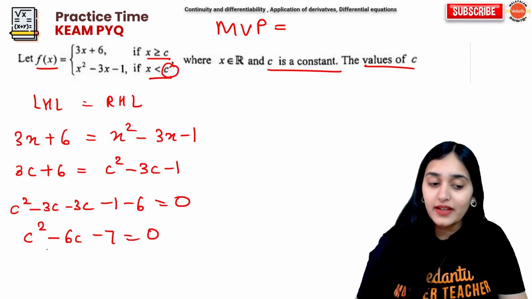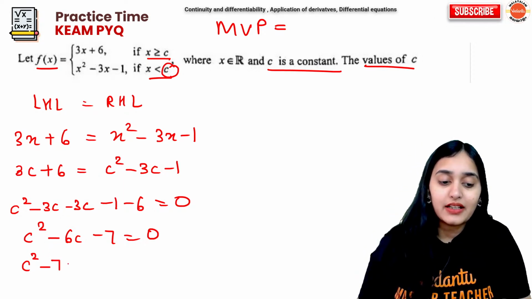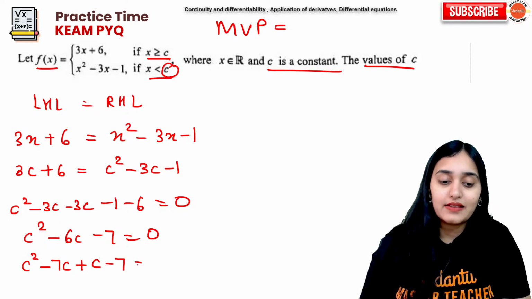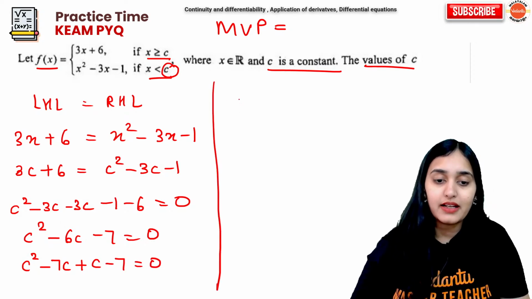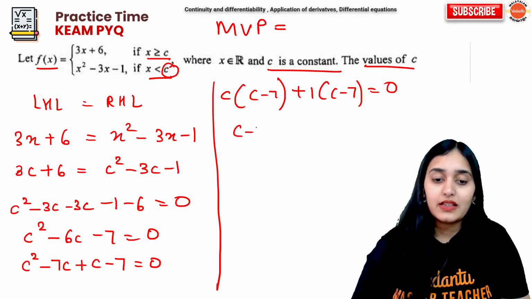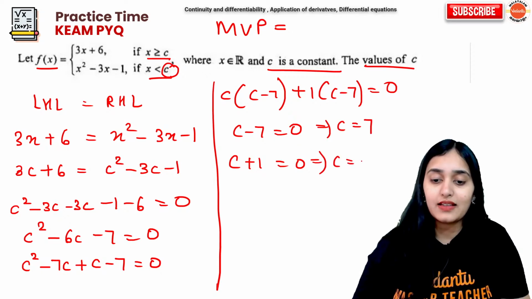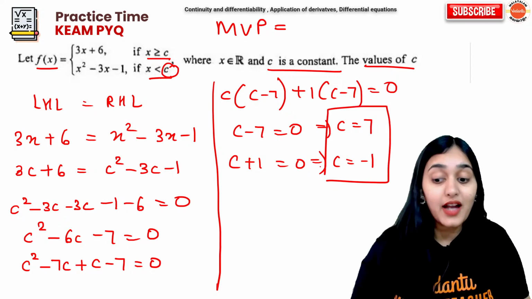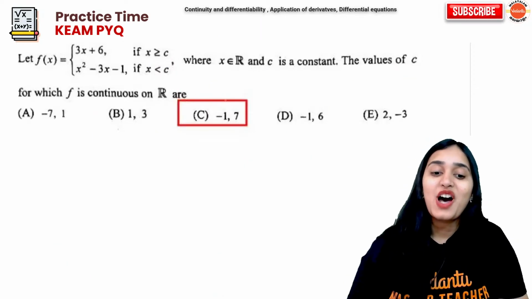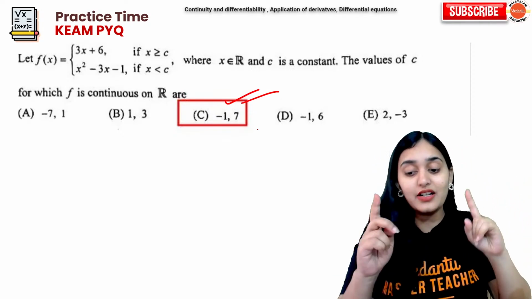Quadratic equation, how do we solve it? Just factorize it. So minus 6c can be written as minus 7c plus c, minus 7. Simplify it. What do you get? c common, c minus 7; 1 common, c minus 7 equals 0. So c minus 7 is 0, c plus 1 is 0. This implies c is 7, this implies c is minus 1. Is this your answer? Yes. Option C is the right answer. Minus 1 and 7. Very good, Neha.